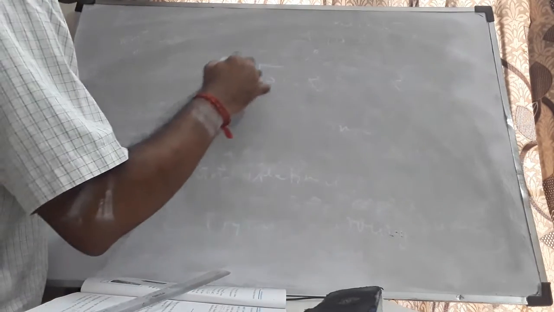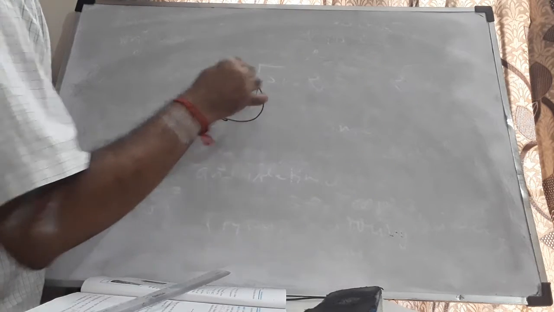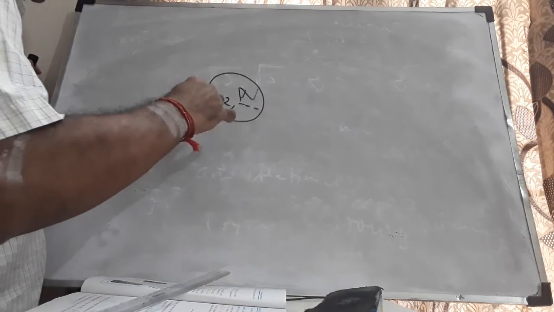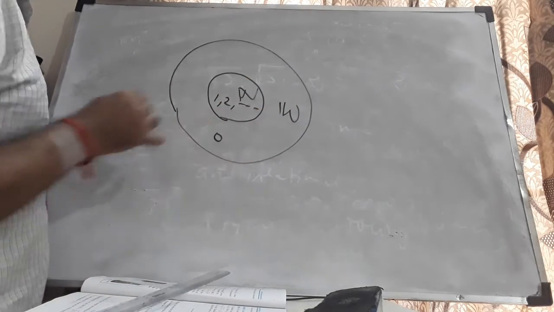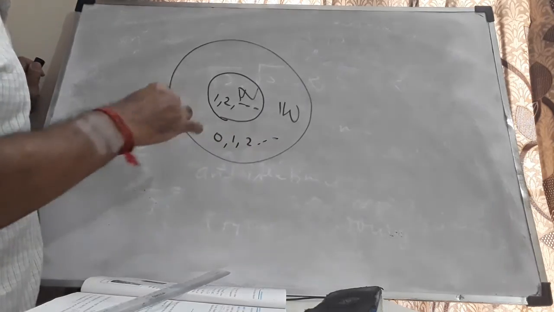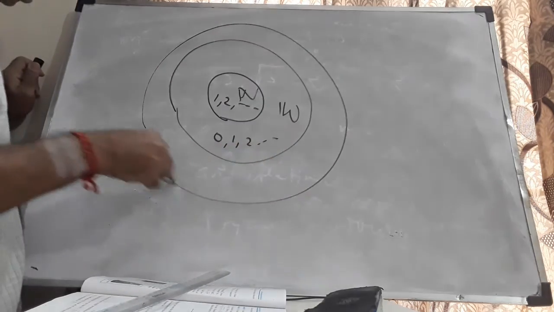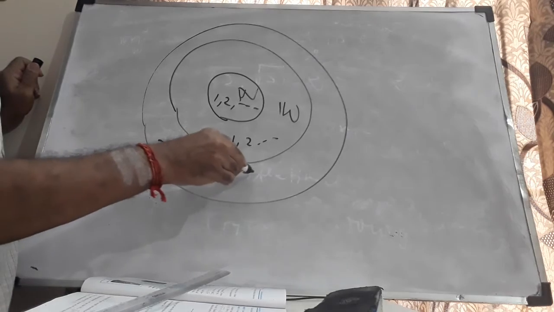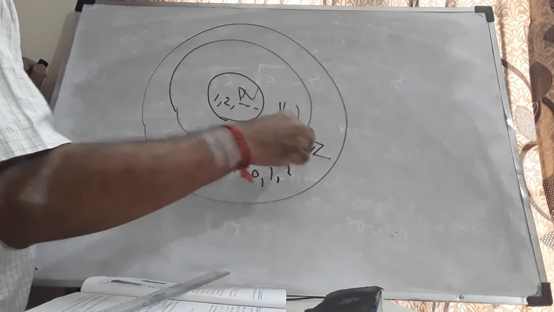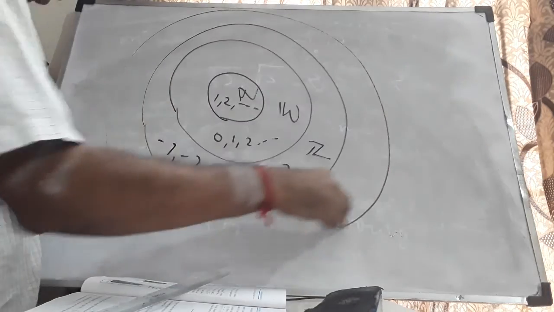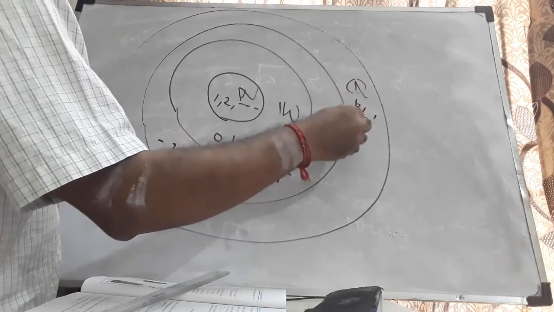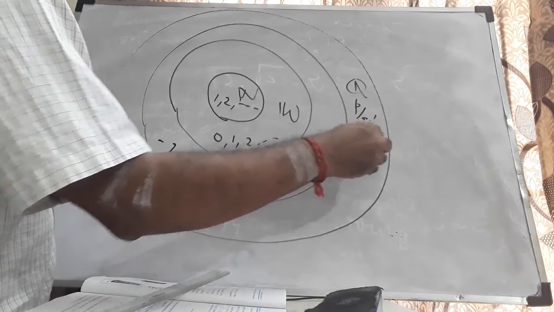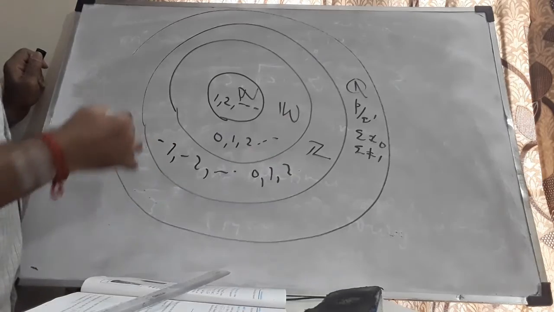Therefore, you can represent this in a circular format. This is my set of natural numbers. It has 1, 2, 3, 4, etc. Then it is contained in W. It has one more element: 0, 1, 2, 3, etc. Here of course I have -1, -2, etc. This is the set of integers, and of course this is contained in Q. Here this is of the form p by q, q not equal to 0 and q not equal to 1 also. When q is equal to 1, it will be in Z.